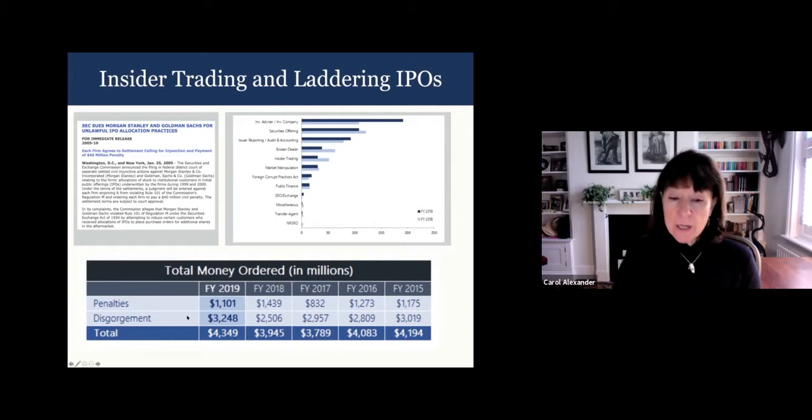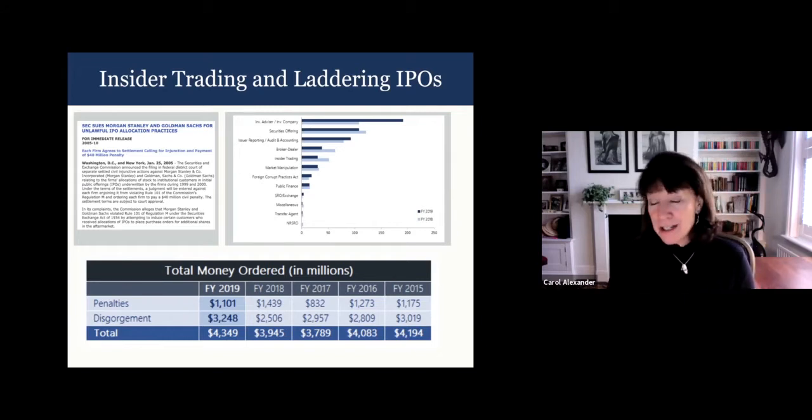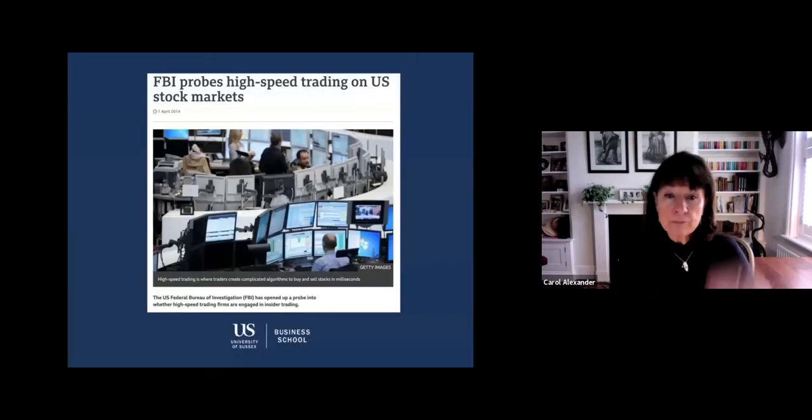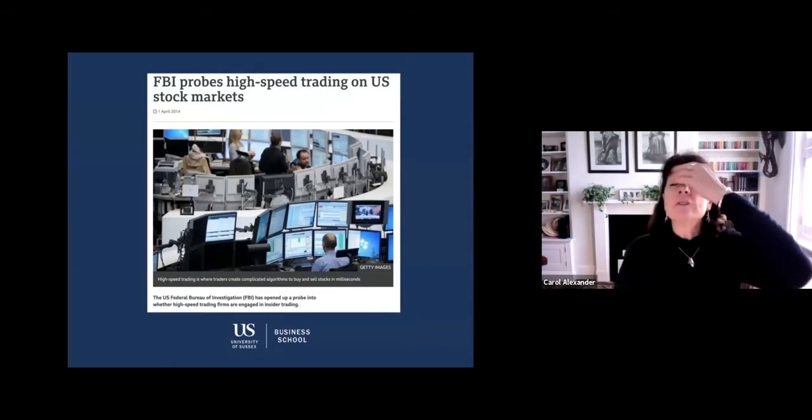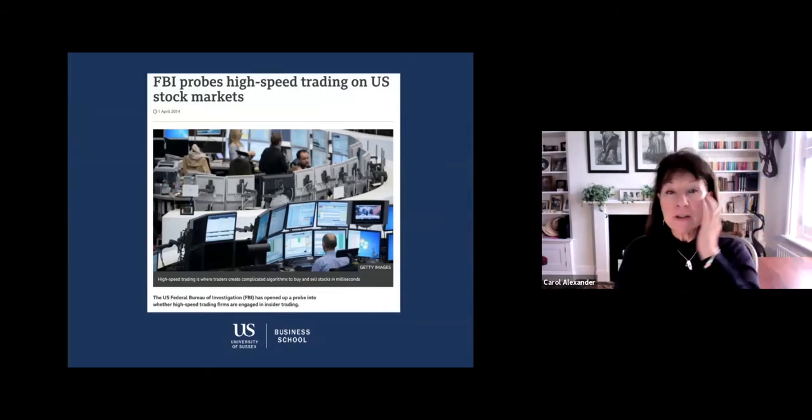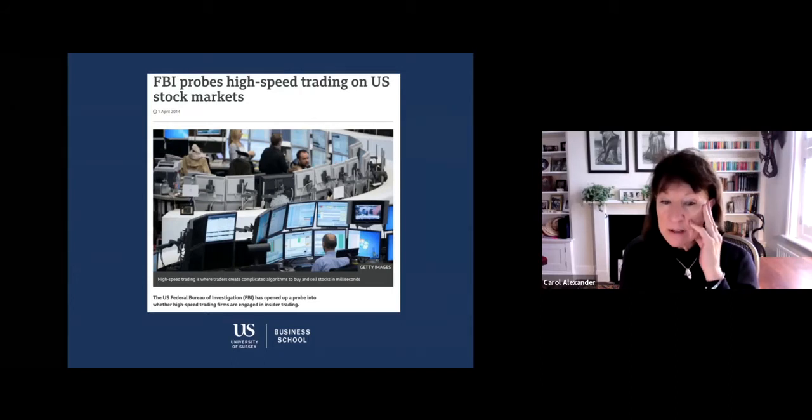Disgorgement is the compensation paid to the companies that actually didn't get as much money as they should have in the IPO. That's $3 billion or more. And so this practice continues. And even the FBI are involved. High-speed trading on US stock markets based on insider information. That is a criminal offense, so the FBI gets involved.